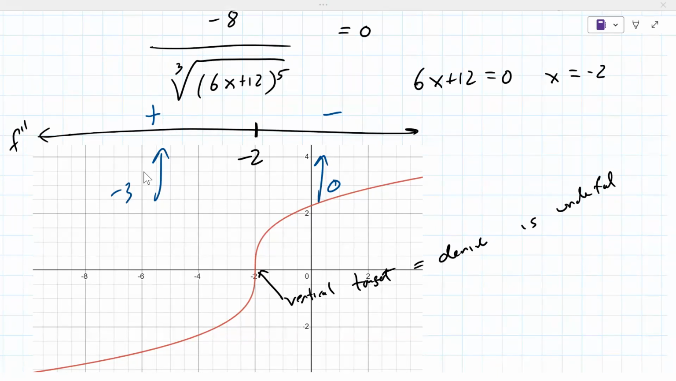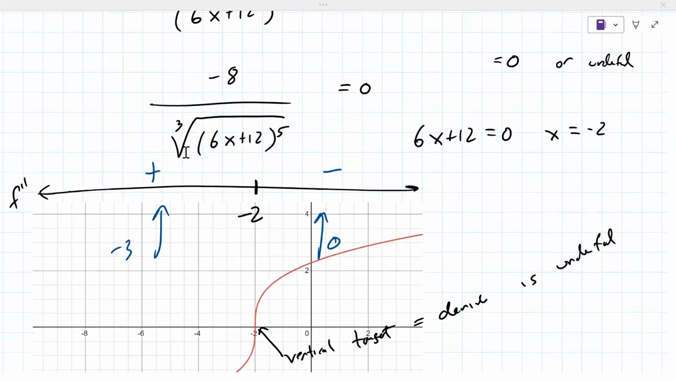By the way, 23 is the same as this. You end up getting a place where it's a vertical tangent as well.